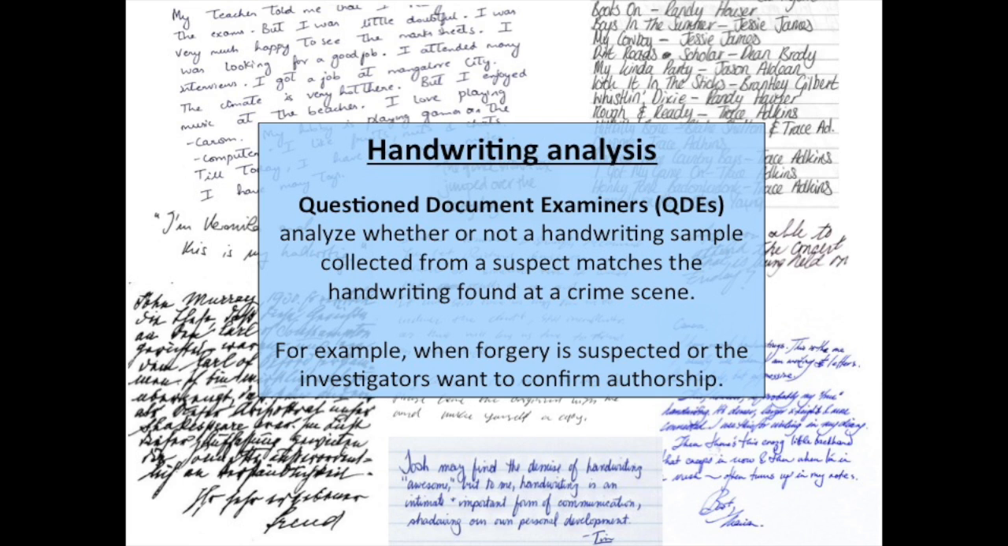Forensic examiners play a key role in the criminal justice system. Sometimes a handwritten note is collected as evidence at a crime scene, for example, a ransom note or a written threat. In these situations, investigators will call upon handwriting experts to analyze whether or not a handwriting sample collected from their suspect matches the handwriting found at a crime scene. These experts are called questioned document examiners, and they look for signs of alteration, forgery, and complete handwriting comparisons to determine or rule out authorship.